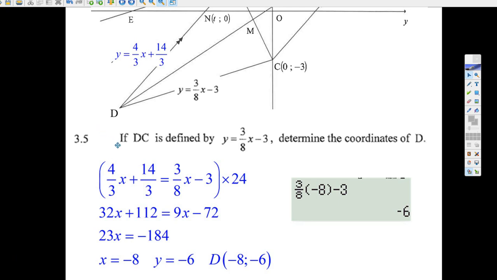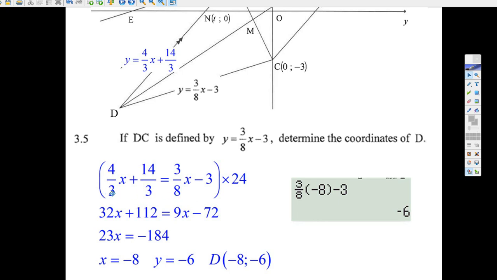Okay, the next question. DC is defined, I'm not sure it's defined, but the line that goes right through D and C is y equals 3 over 8x minus 3. And we just figured out with the other line that goes through D, that goes through DN, we have worked out that equation. Now, D is where they cross. If you want to find out where two lines cross, you just make them equal to each other. So I make them equal to each other, and they give you marks just for doing that.